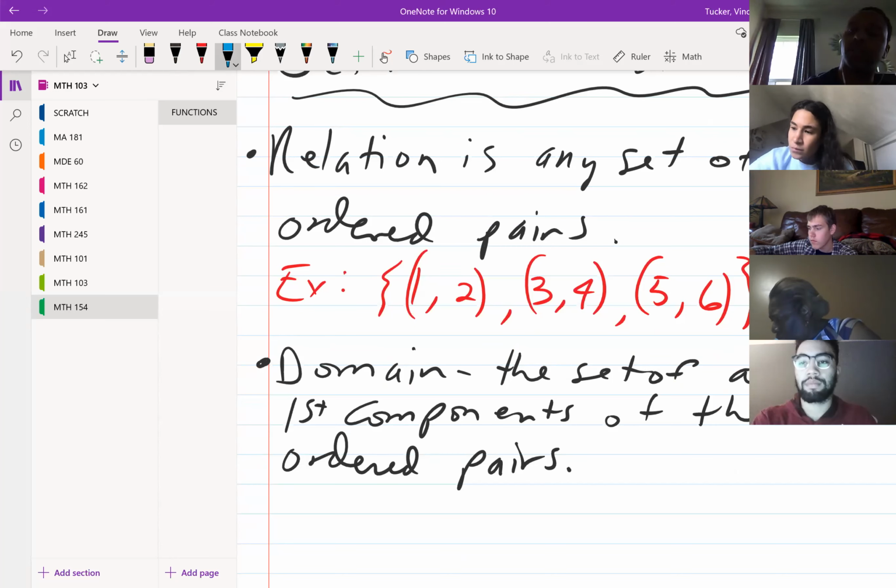Hopefully that's not too foreign, or you guys haven't left that too far back in your last class. But whenever we're plotting points, we use ordered pairs. So (1, 2), (3, 4), (5, 6) is just a simple example of a set of ordered pairs.